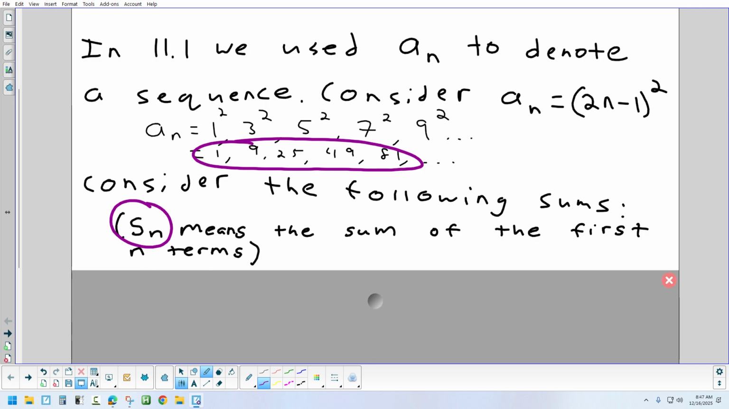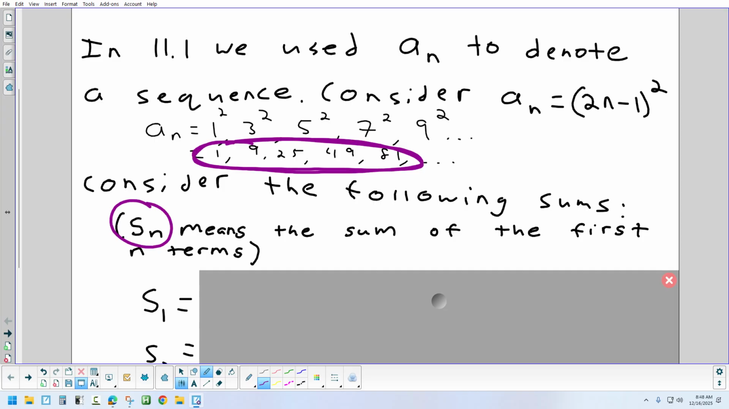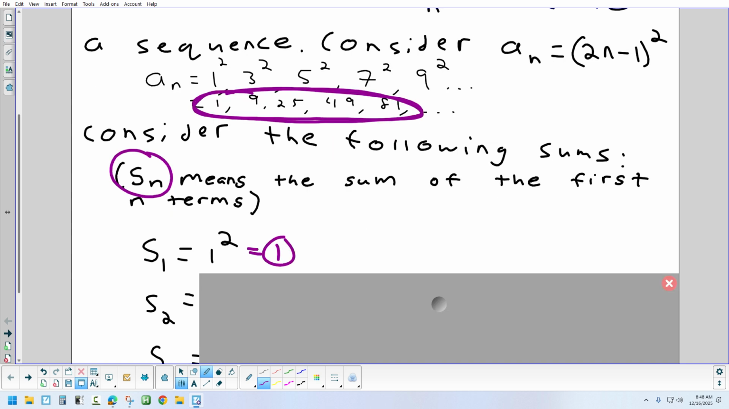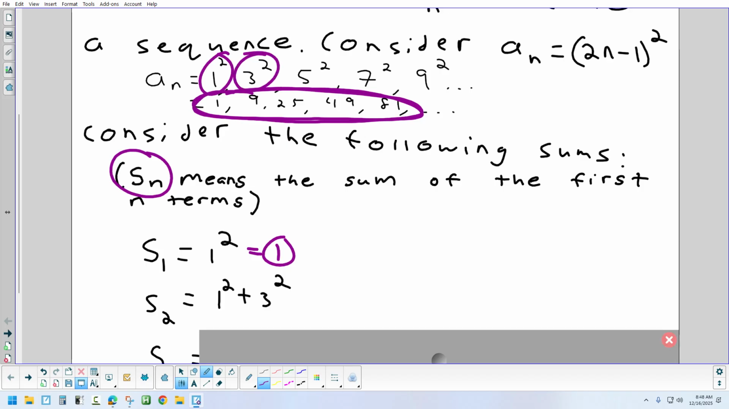So if we wanted to find S sub 1, for what's circled in purple right there. S sub 1 means to take what's in purple and add up the first 1 terms. Well, the first term is just 1 squared. It just adds up to 1. So when you're adding up the first 1 terms, there's nothing to really add up. It's just the first term. S sub 2 means to take this one and that one and add them together. So 1 squared plus 3 squared, which would give me how much? 10. Yep.